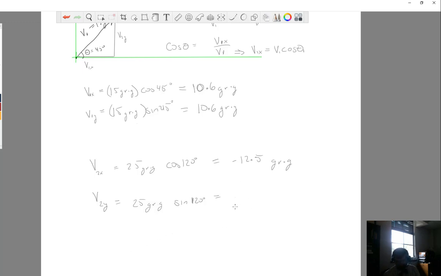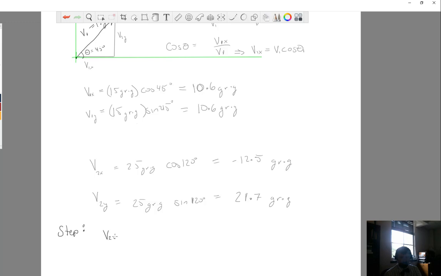So we'll call that 21.7 gram g. Okay. Now we've done this, we're ready for step 2, which is add them together. And step 2, add them together, is basically the same thing that we did before on just the graph paper.